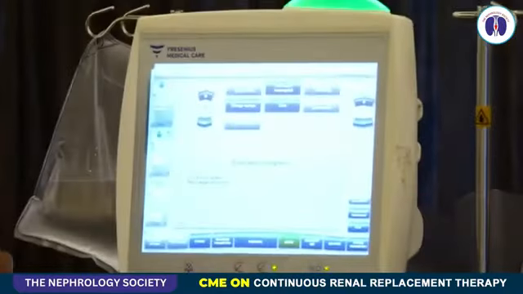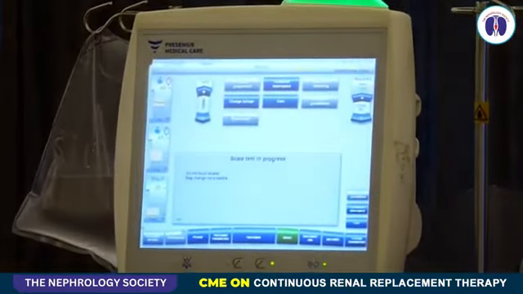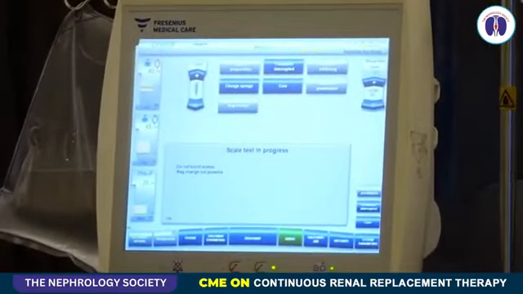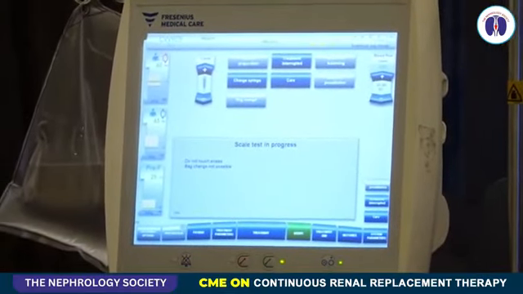Just a second. It is communicating again since we are playing much. So the scale test is running.